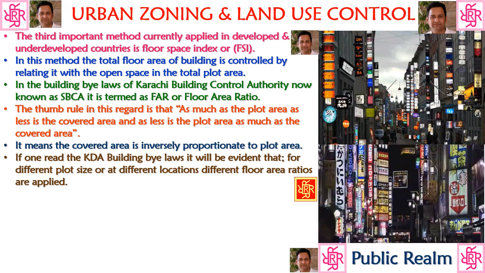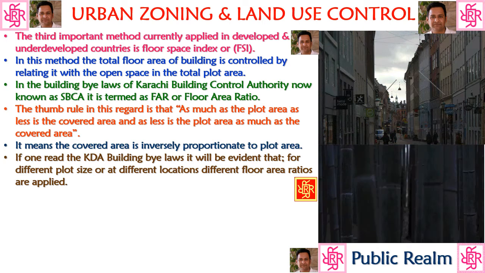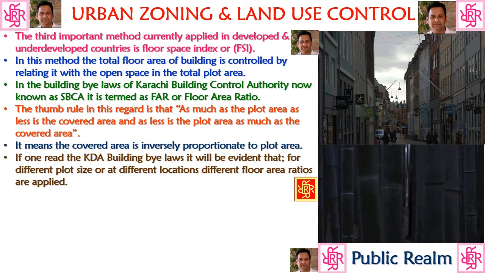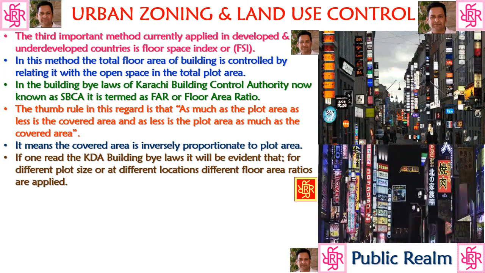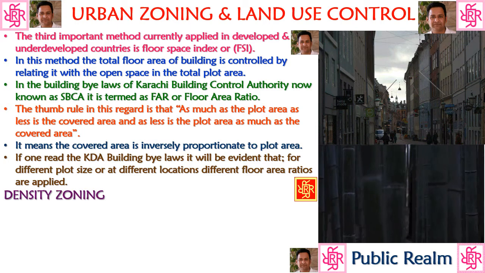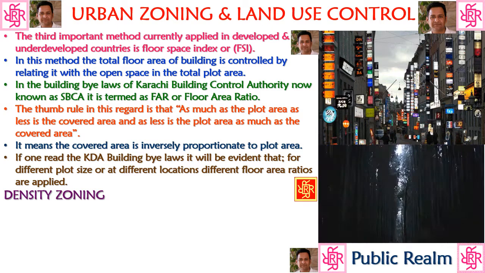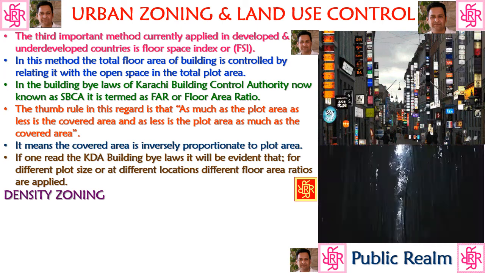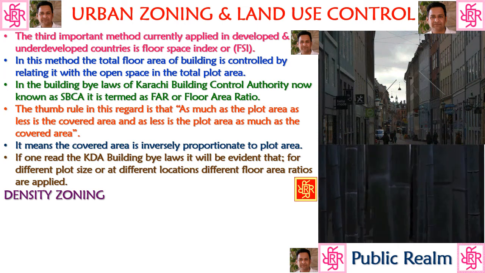If one reads the KDA building bylaws, it will be evident that for different plot sizes or at different locations within the city, different floor area ratios are applied. For example, somewhere we have a 1:5 ratio, a 1:4 ratio, a 1:1 ratio, depending upon which location we are talking about.